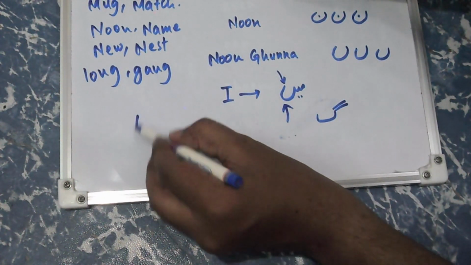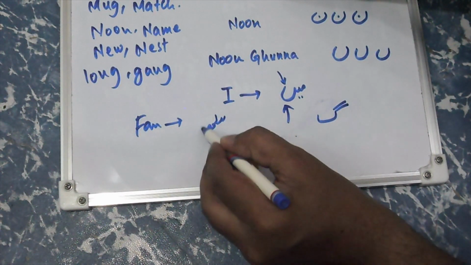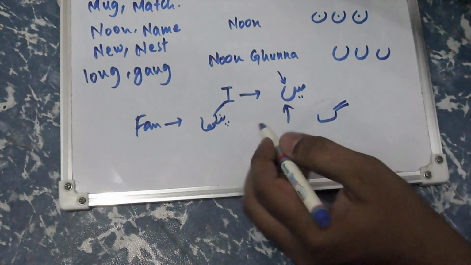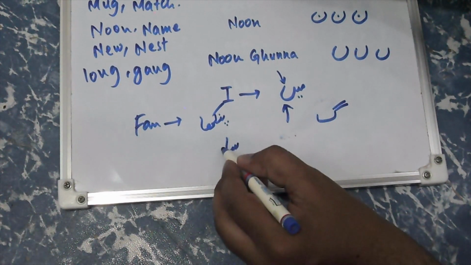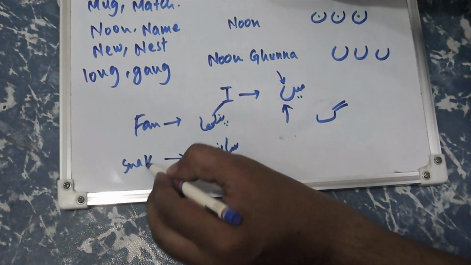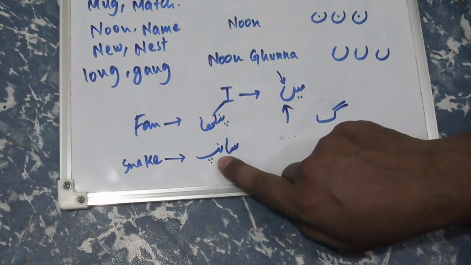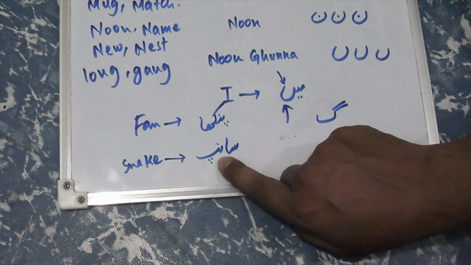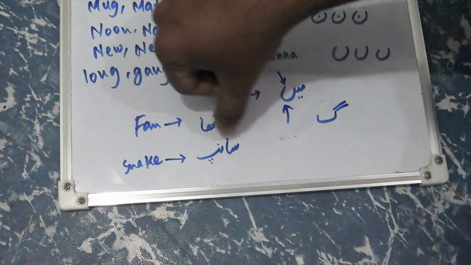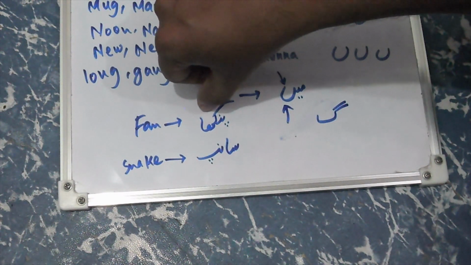But a few words like fan, it is pronounced as pankha. And saap means snake, saap. You do not hear the pronunciation of that noon, you just hear the pronunciation of noon gunna like this, saap. And pankha, not pankha, it's pankha.